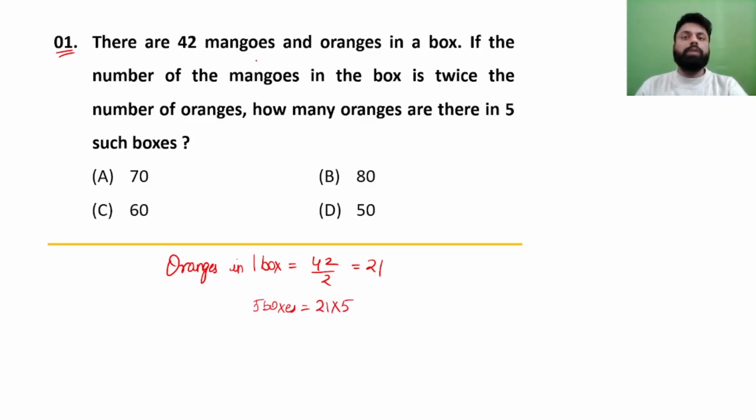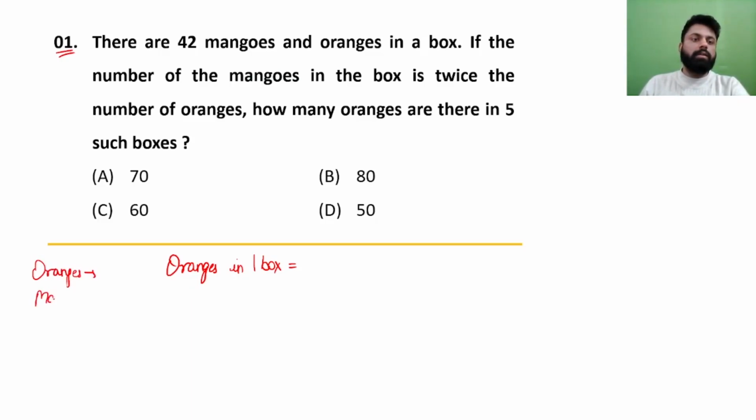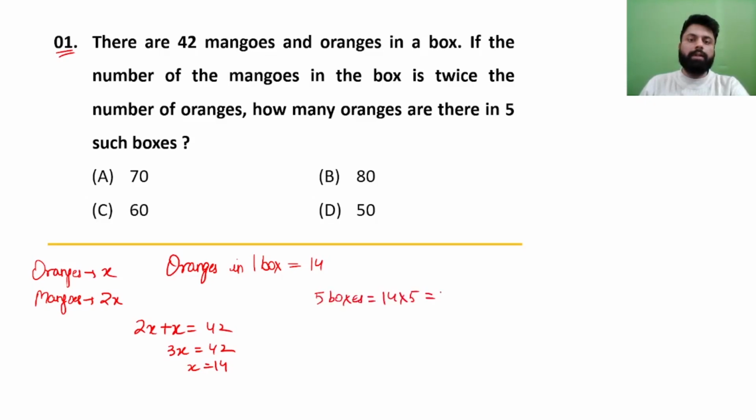There are 42 mangoes and oranges. Okay, so in one box, this is the total that is given to us. Let's say oranges are x and mangoes are twice, so this will be 2x. Now it is given 2x plus x is equal to 42. 3x is equal to 42 or x is equal to 14. So number of oranges in one box is 14. In 5 boxes, that will be 14 multiplied by 5, that is 70. A option is the correct answer.